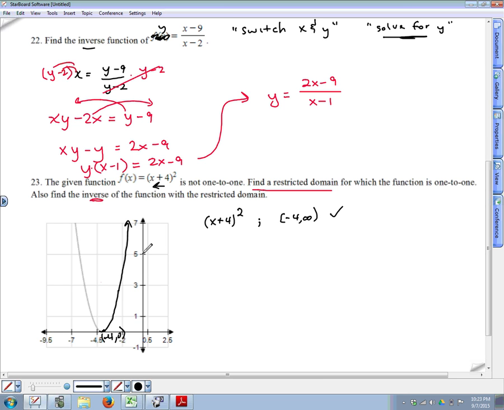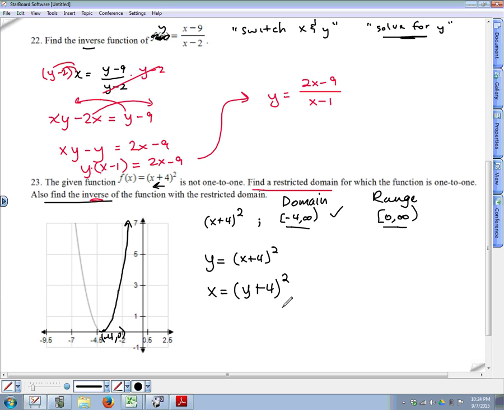I'll explain why that is, because the second part is to find the inverse. So for the domain, even though it doesn't say, I'm just going to state the range as well. The range is from 0 to infinity. Now, what we have here is y = (x + 4)^2 with this domain and this range. To find the inverse, as we did in the last problem, you switch the places of x and y, and then you solve for y. So square root both sides.